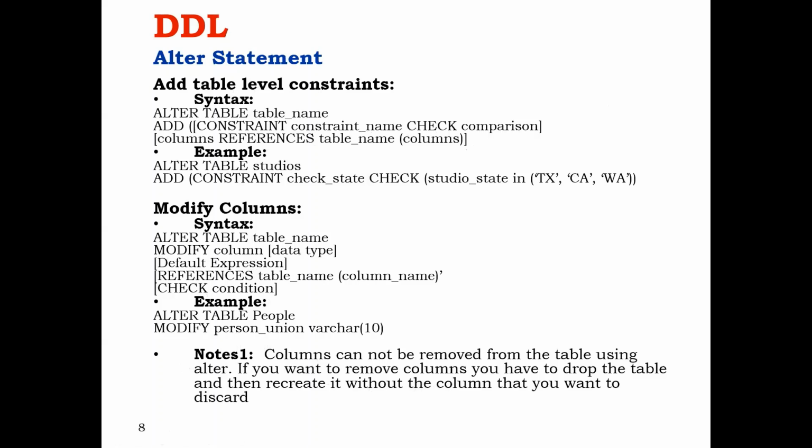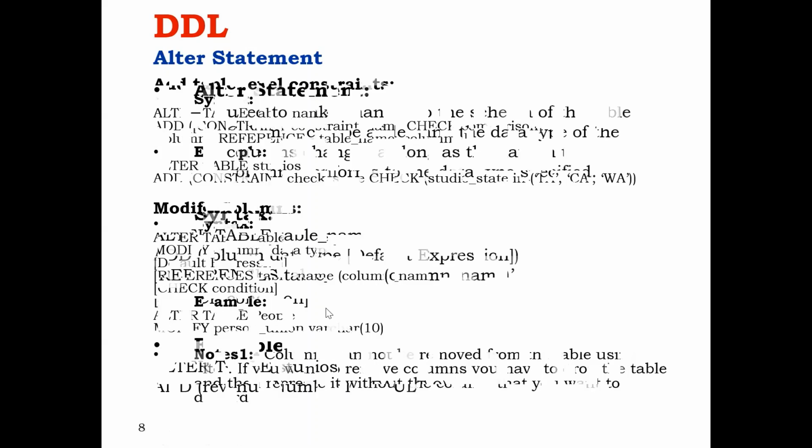And through alter table we can add table level constraints also. For that we have this syntax: alter table, table name, add constraint name, check comparison. Likewise we can also modify the columns. For modification of columns this is the syntax: alter table, table name, and modify the columns. So we need to specify the modify function, then pass the column along with the data type. Then if you want to pass any expressions, you can pass the expressions. So this is about the alter table.